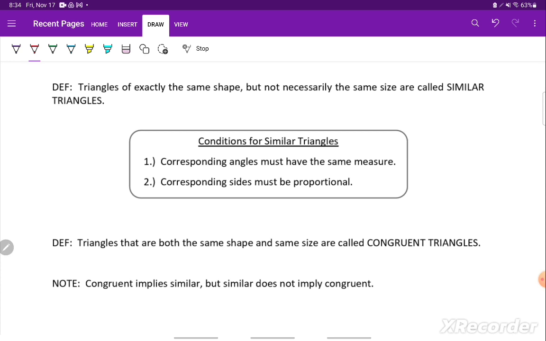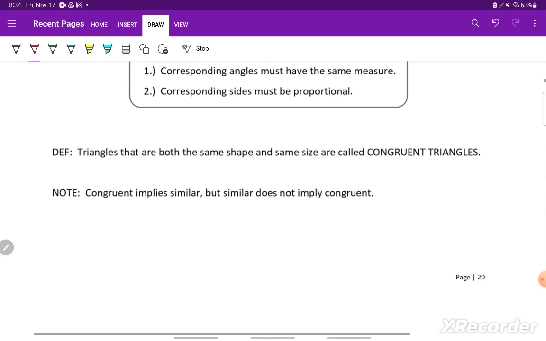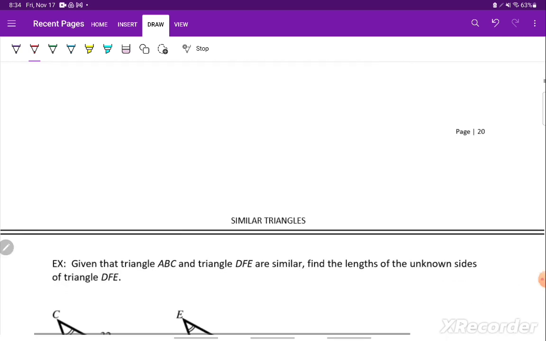Triangles that are both the same shape and the same size are called congruent triangles. Note that congruent implies similar, but similar does not imply congruent. Similar triangles have the same shape, but a different size. Congruent triangles are exactly the same: same shape, same size.